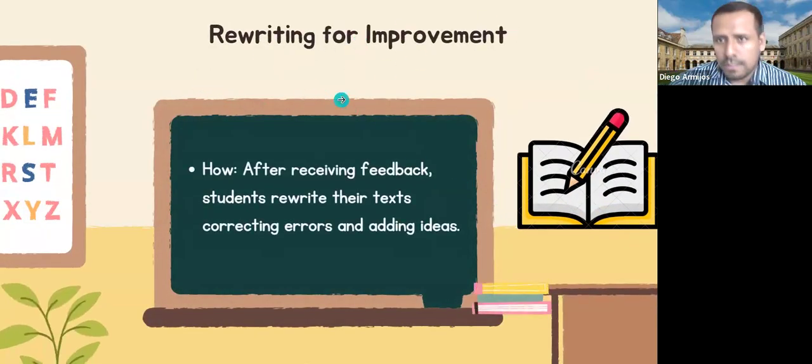And rewriting for improvement. So this is another strategy, okay? So how are you gonna do it? After receiving feedback, students rewrite their text, correcting errors and adding ideas. For example, let's suppose that the student gave you the activity, so you read and then you write some things for improvement, and then the students can rewrite the same text, but they can improve it anyway, no problem. But correcting the mistakes they had made before, okay?